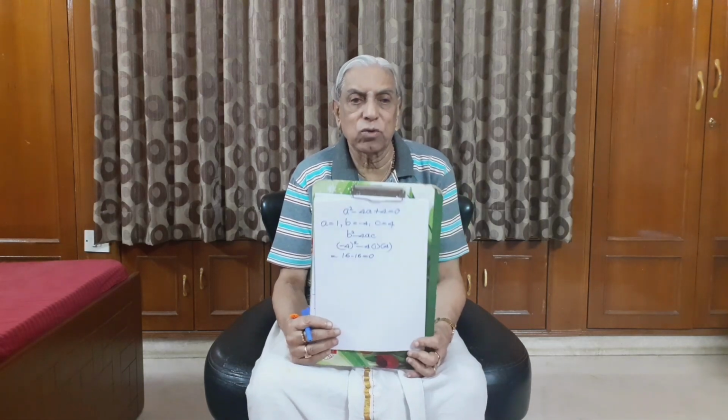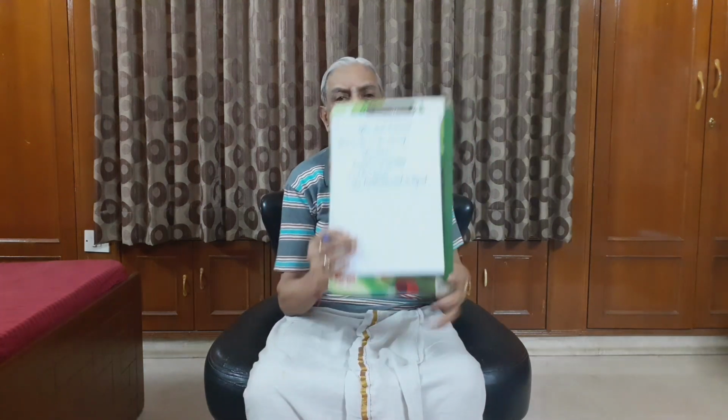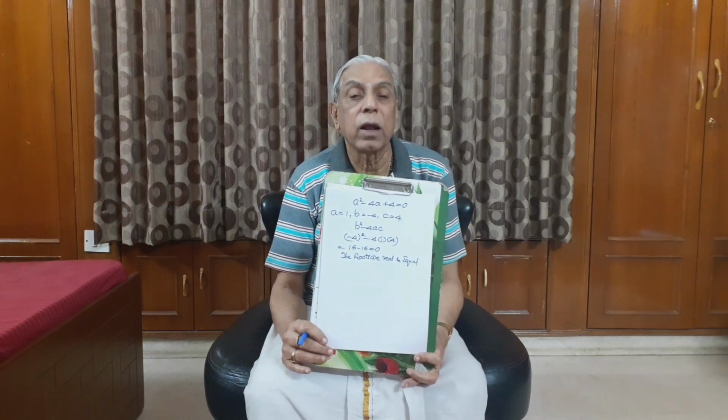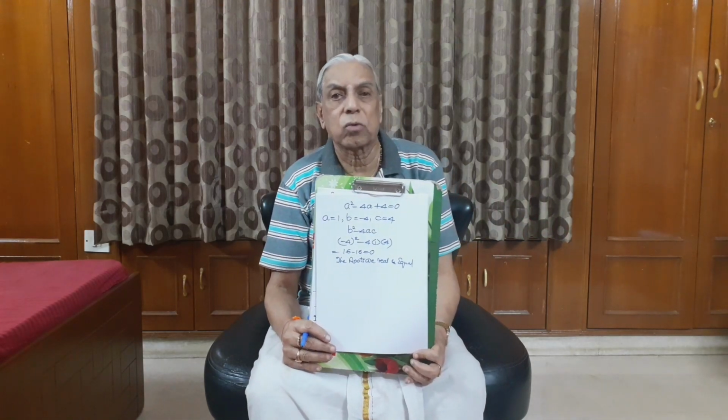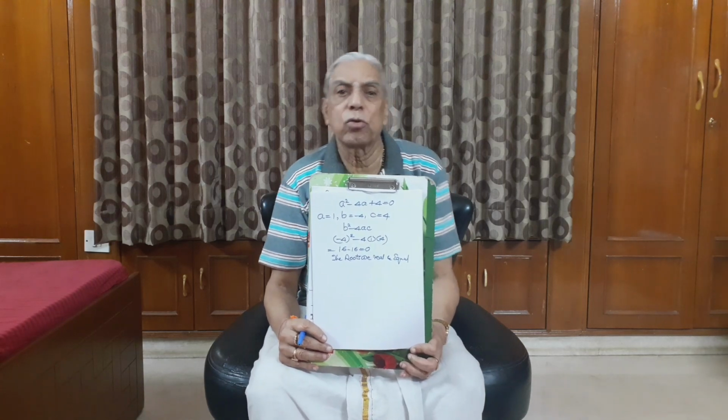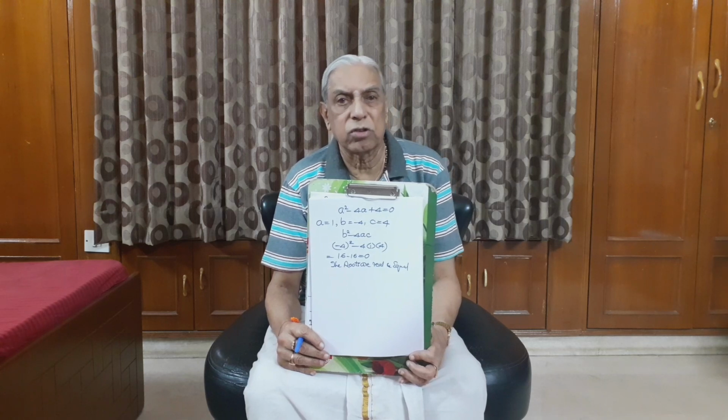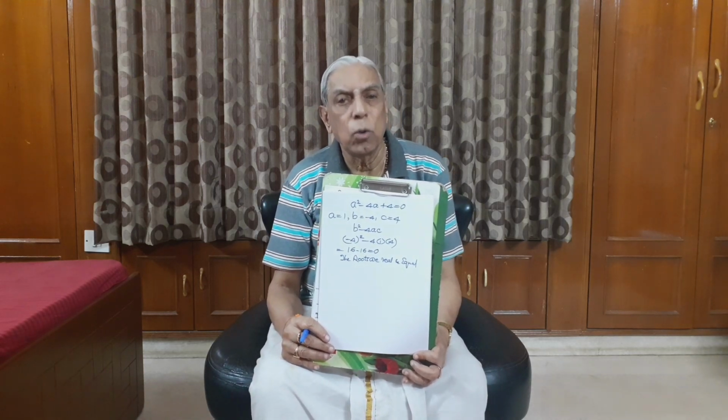Once again, if b square minus 4ac is equal to 0, the roots are real and equal. The roots are real and equal. Why? Once again, a squared minus 4a plus 4 equals 0 is the expansion of a minus 2 the whole square. That is a minus 2 into a minus 2 equals 0, so a equals 2. The roots are equal. I hope you understand.